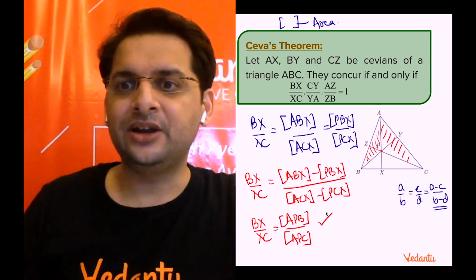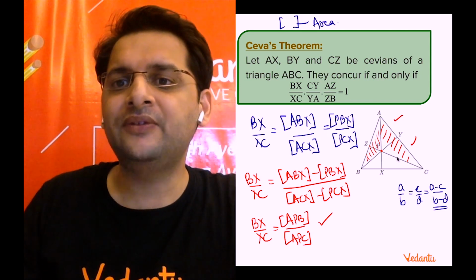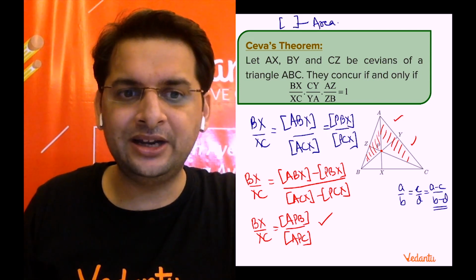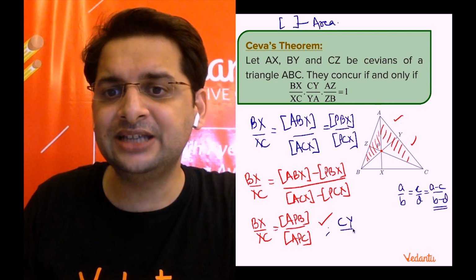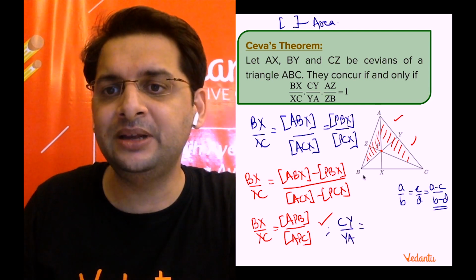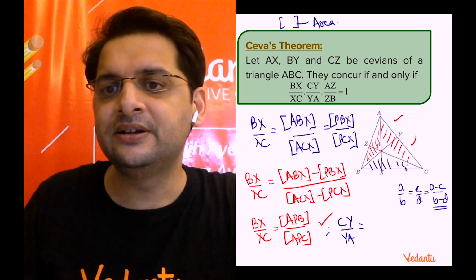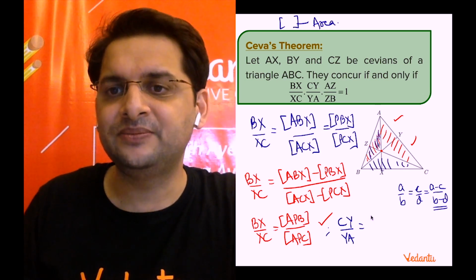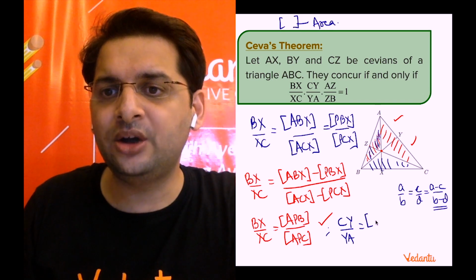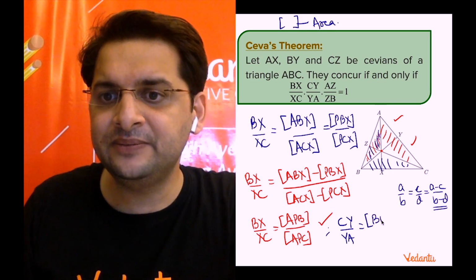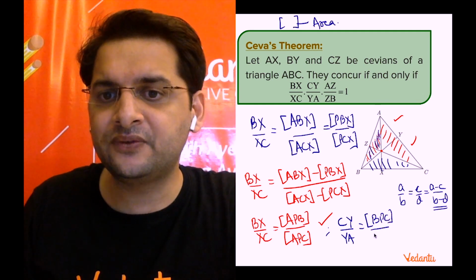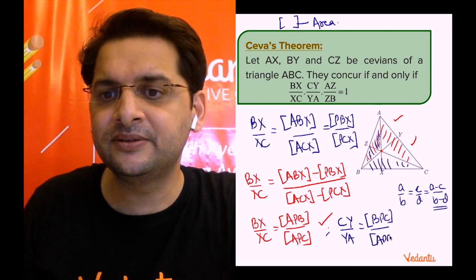Likewise, we can also do CY upon AY. So if you can help me with the ratio similarly, can I say CY upon AY would give me this area upon this area in a similar fashion. So this area is area of triangle BPC upon area of triangle APB.